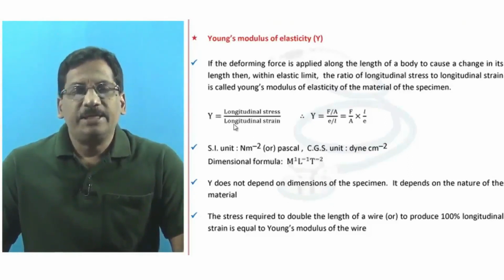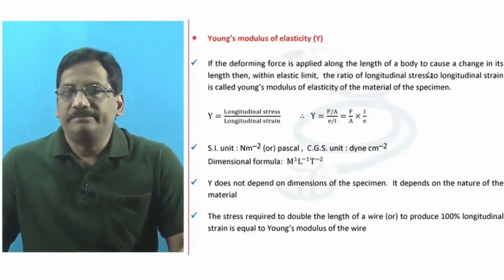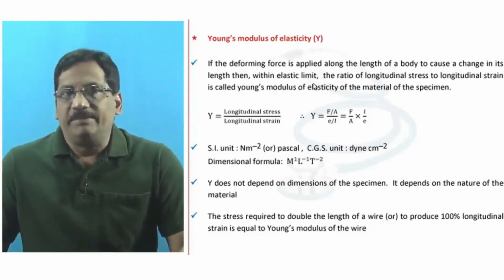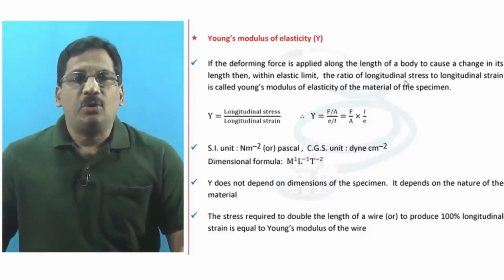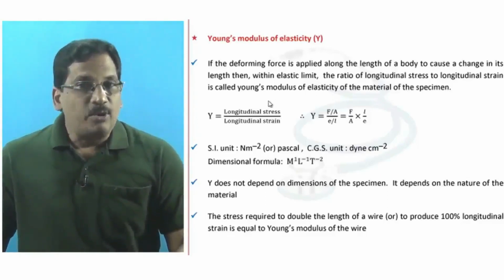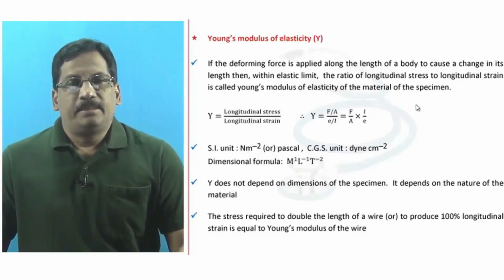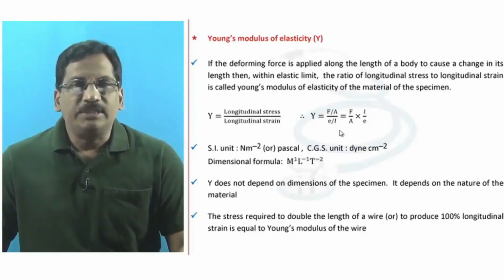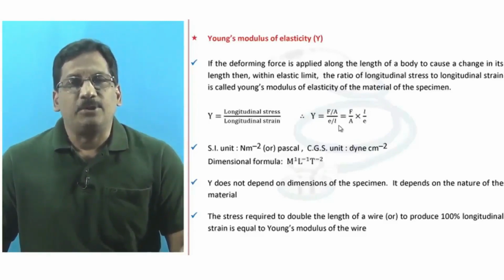So now to define it, we say as follows. If the deforming force is applied along the length of a body to cause a change in its length, then within elastic limit, all this is to be done within elastic limit, the ratio of longitudinal stress to longitudinal strain is called Young's modulus of elasticity of the material of the specimen. So Y is equal to F by A, longitudinal stress, divided by E by L, change in length by original length. So if we modify it, F by A into L by E, expression for Young's modulus.